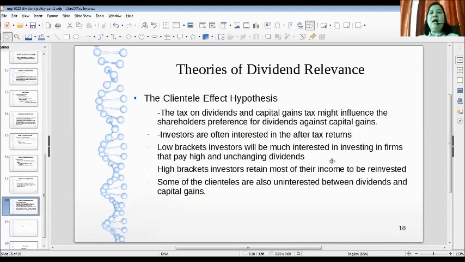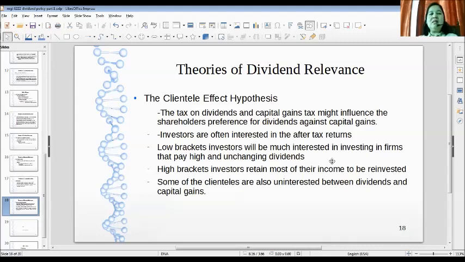For the high bracket naman, investors retain most of their income to be reinvested. So, yung namang mga may pera, they don't like the payment of dividend. Mas gusto nila yung company, invest na lang uli sa ibang business. Kasi meron naman silang pera.